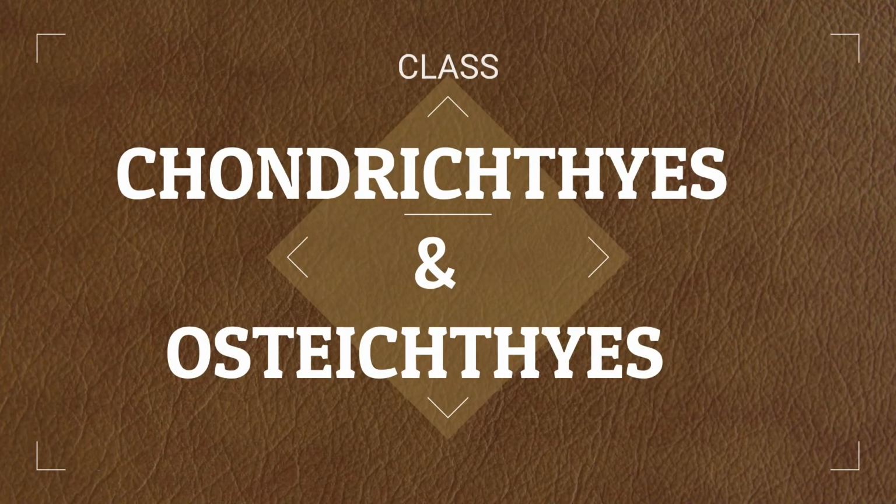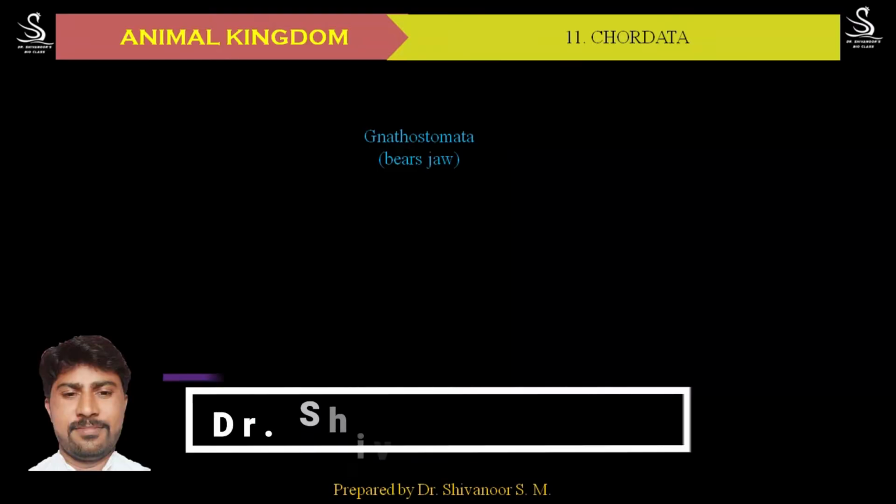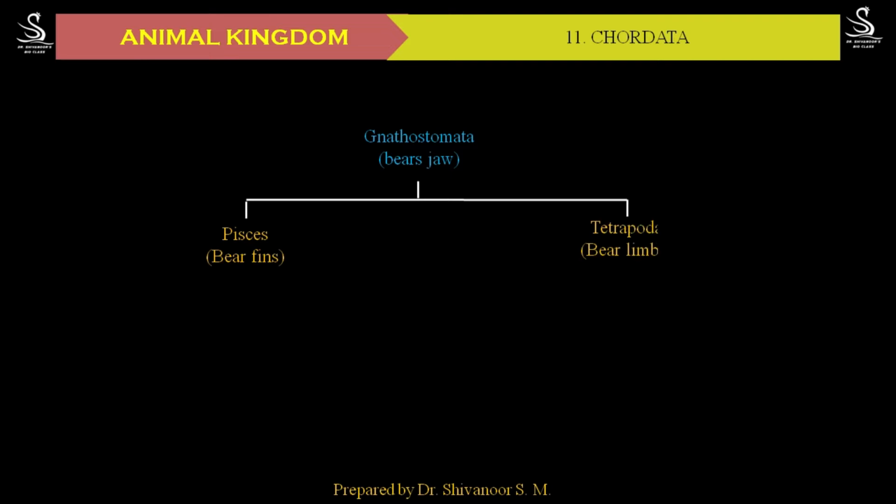Today in this class, we are going to understand the Chondrichthyes and Osteichthyes species. As you know, Gnathostomata, the animals that have jaws, are classified into two categories: Pisces and Tetrapoda. Superclass Pisces bears fins and superclass Tetrapoda bears limbs. Then the Pisces are again categorized into two classes, class Chondrichthyes and class Osteichthyes.